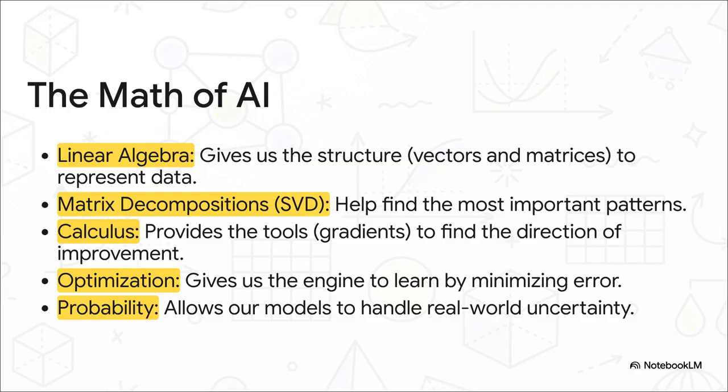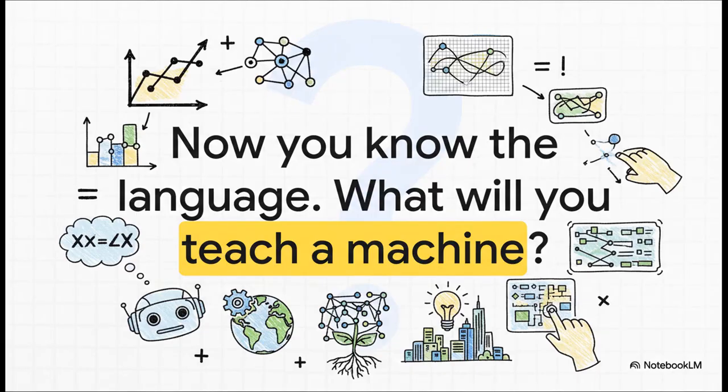Calculus is our compass, always telling us which way to go to get better. Optimization is the engine, actually driving that learning process forward, step by step. And finally, probability gives the model a sense of wisdom, letting it handle uncertainty and express confidence. Every single part is essential, and together, they form this unbelievably powerful toolkit. And that's it. That's the secret language of AI. It's not magic, it's just a powerful conversation happening in the language of mathematics.